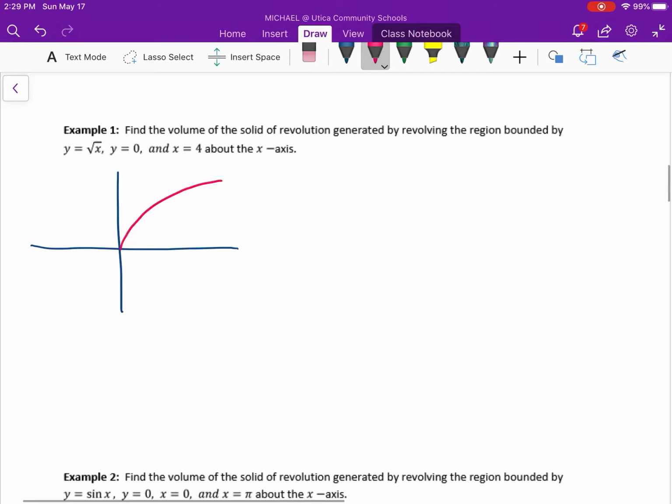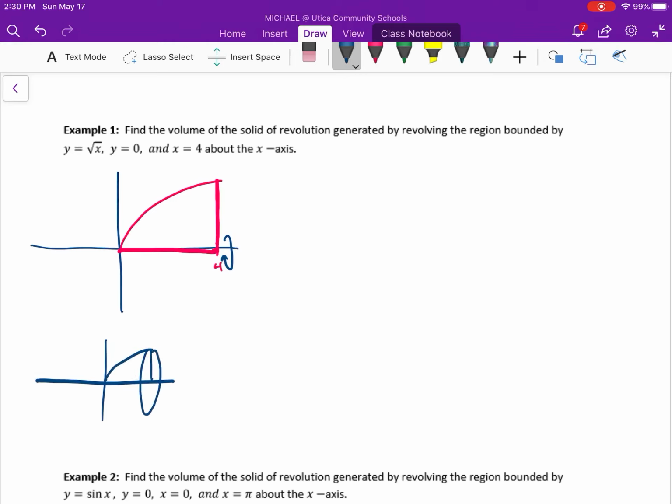So the first one is the square root function. Y equals 0 is the x-axis, and x equals 4 is just that line there. So you can see this is our function, and they say to revolve that around the x-axis. If you can imagine, I'll draw it smaller over here. When we take that and we revolve it, we end up with this bell-shaped curve.